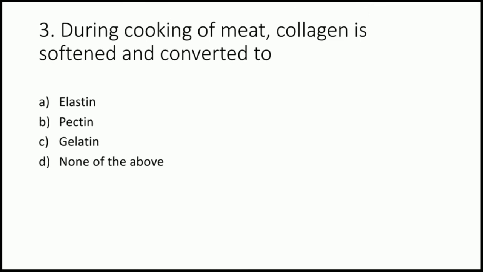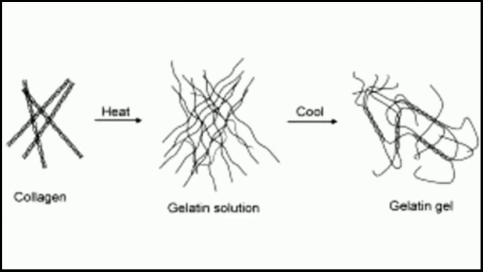Next question. During cooking of meat, collagen is softened and converted to, options are elastin, pectin, gelatin, none of the above. So the correct answer to this question is option C, that is gelatin. We know that collagen is a water soluble connective tissue which is found in meat. So when it is cooked with moist heat, it becomes gelatin. And how does it happen? When the collagen is hydrolyzed, it breaks down into smaller pieces, and these smaller pieces are able to dissolve in the surrounding liquid, and thus they form gelatin.